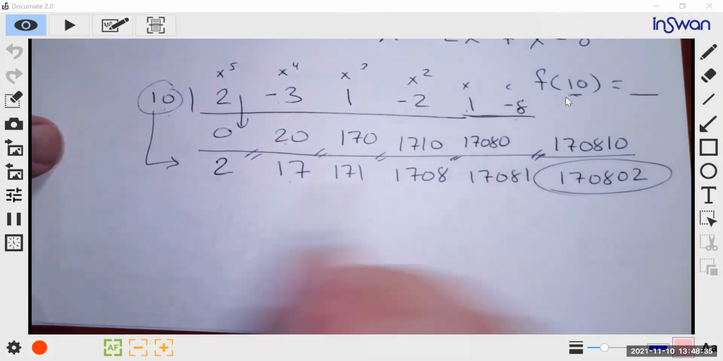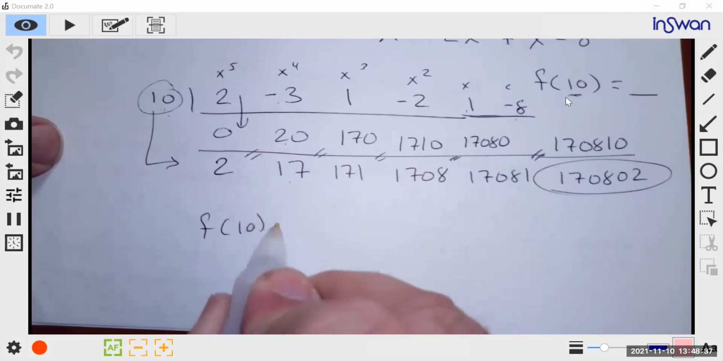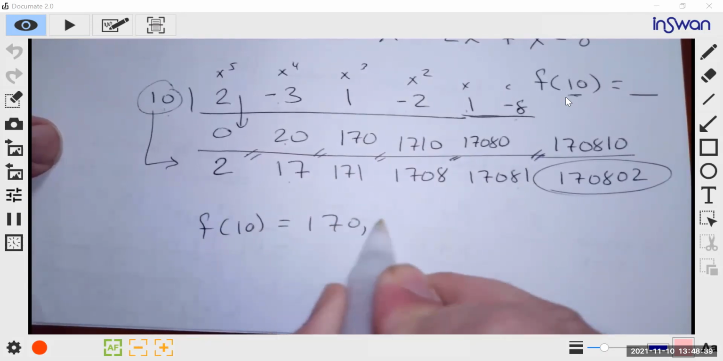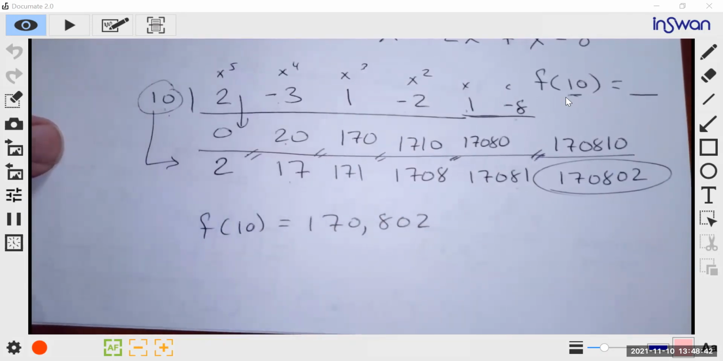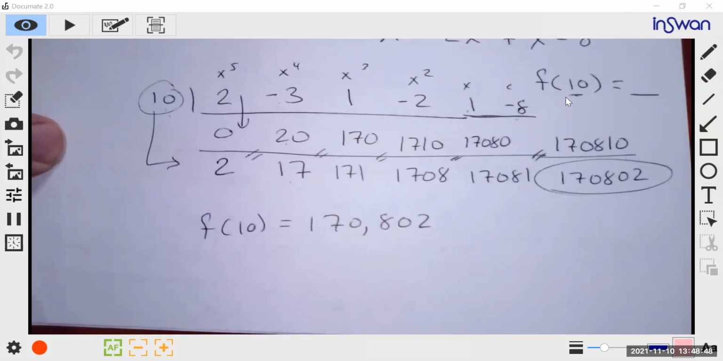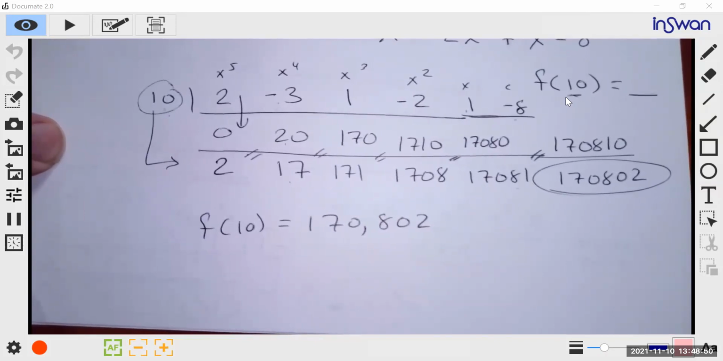There's what it equals. F of 10 equals 170,802. Yeah, you're right. I mean, if you plugged in 10 in place of all those x's, it would take you way too long just writing it.